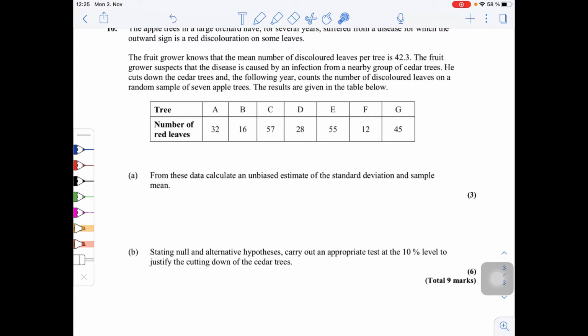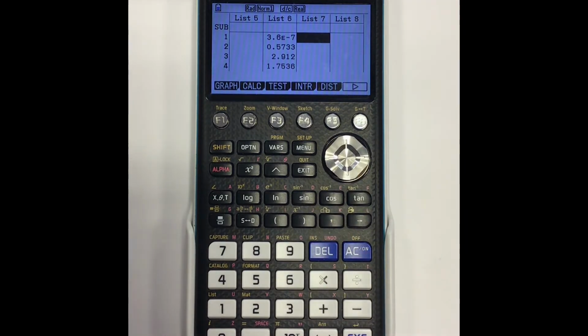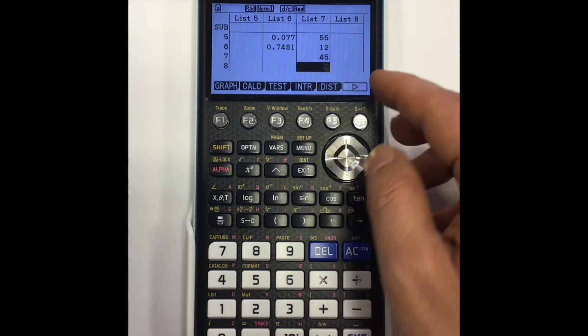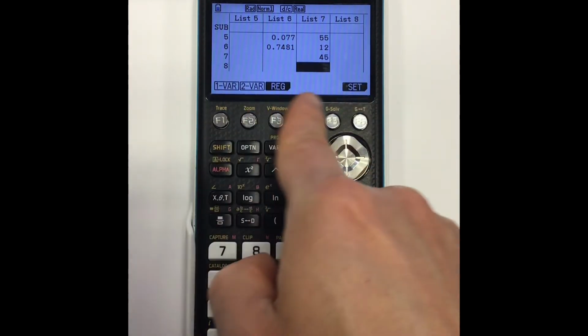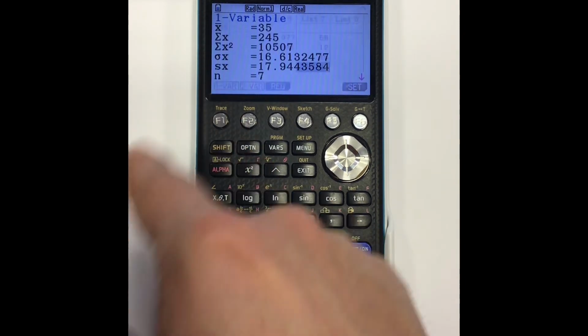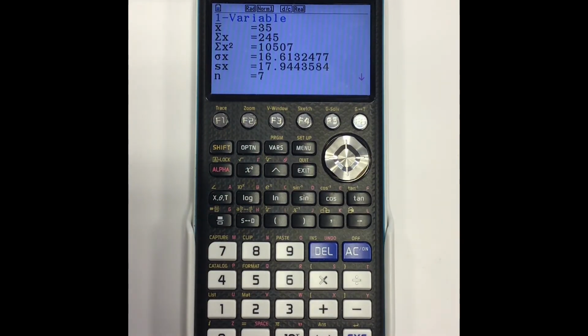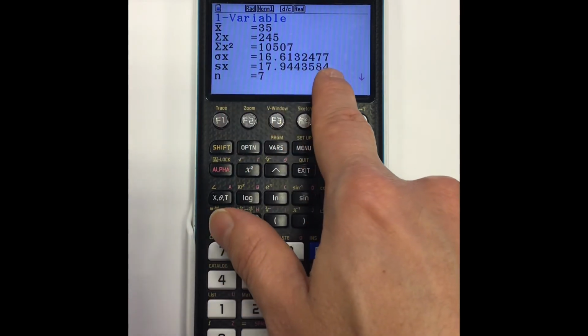Okay, let's go to our calculator and calculate it. List 7. Let's write it down. The number of red leaves: 32, 16, 57, 28. Now calculation. So our data is list 7. Go to calculation first. Change it to list 7. All right. Our sample mean is 35, and the standard deviation is 17.94. Please write them all down.